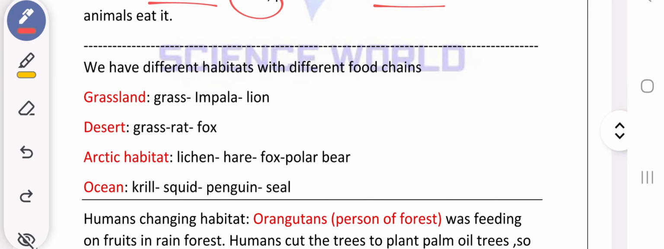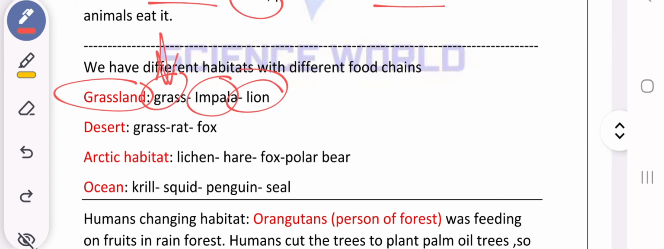Okay, so let's check the food chain in different places. Let's travel to the grassland in Africa. It starts with grass. The impala will eat the grass and the lion will eat the impala. So the producer is the grass. The consumers are the impala and the lion. The impala is just prey, and the lion is the predator, which will eat the impala.